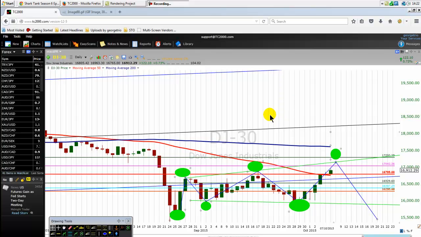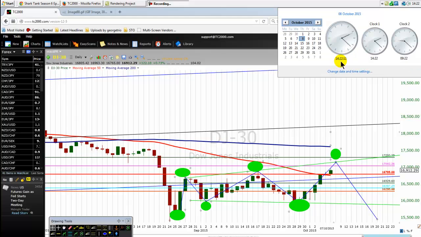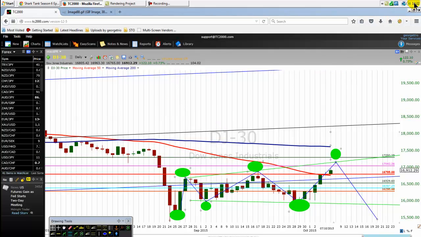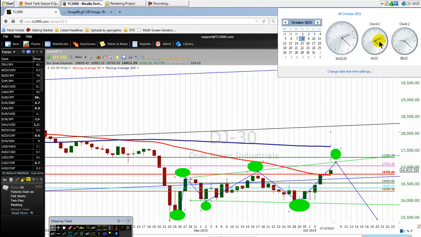All right. So here we are. The time in London is 22 minutes past 2 p.m. on the 8th of October 2015. In New York, 9:22 a.m. In Australia, that's midnight 22. So good night to our friend in Australia. So in exactly 8 minutes, the New York Stock Exchange will open.